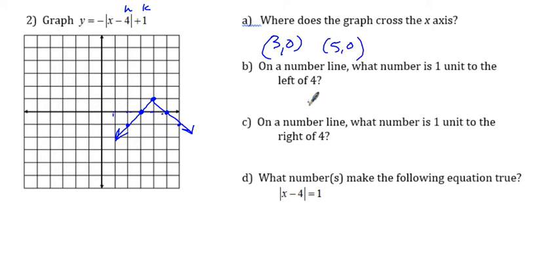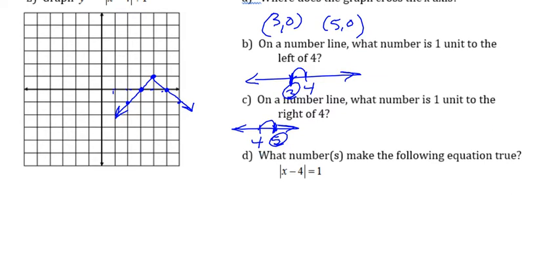On a number line, what number is 1 unit to the left of 4? If I go left of 4, I'll get 3. What number is 1 unit to the right of 4? If I go right, I get 5. So we've got intercepts of 3 and 5. To the left and the right, we have 3 and 5.